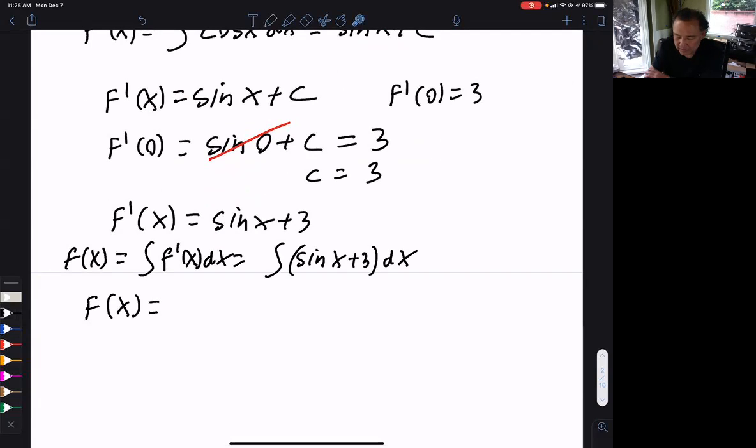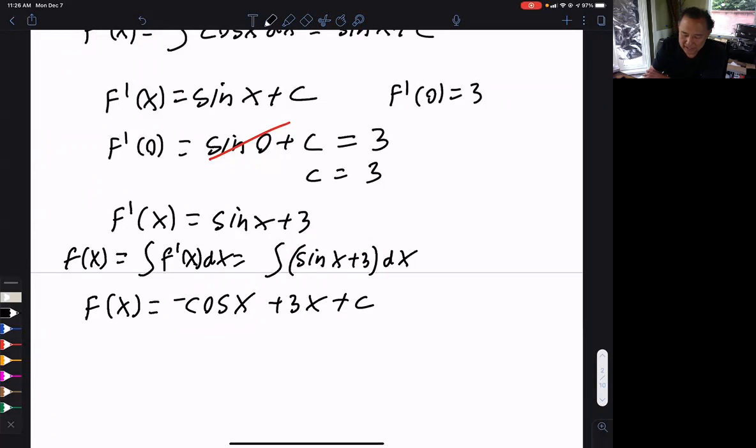I ask myself, the derivative of what is sine? And if you say cosine, you were wrong. Because the double check, what's the derivative of cosine? Minus sine. So I need a minus there to make it match. And then I ask myself, the derivative of what is 3? The derivative of 3x. And now there is my f of x, but that's a general solution.